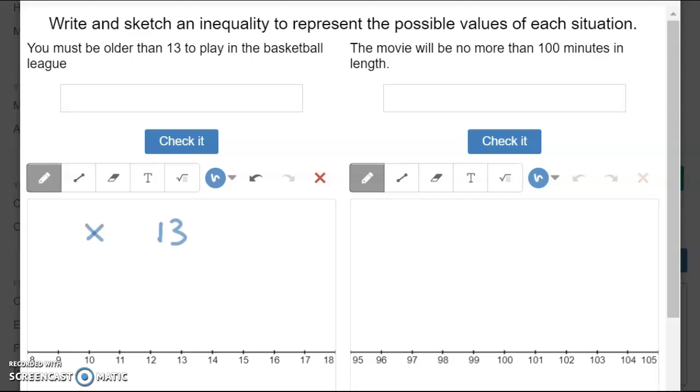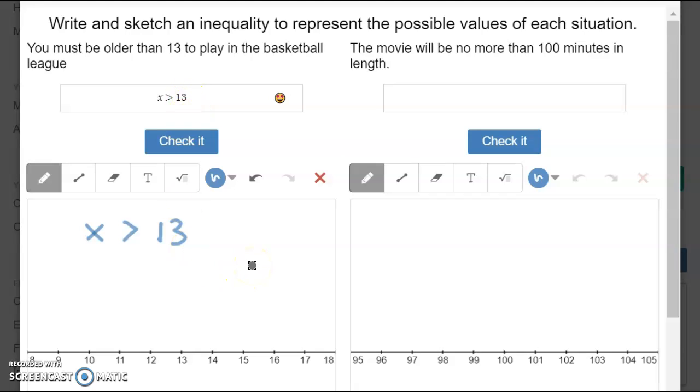And do you need to be bigger than 13, older than 13, or less than? You need to be older. Can you be 13? No, it doesn't say 13 or older, it just says older than 13, so it is greater than. So now that we have x is greater than 13, I type that in, and check it, and I get a happy face. That means my inequality is correct.